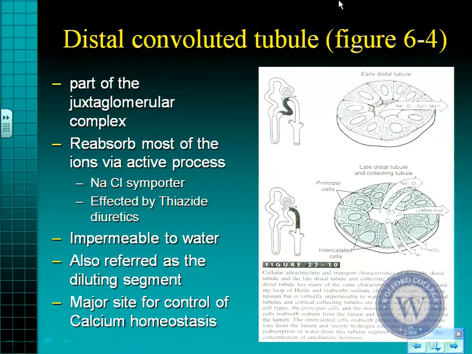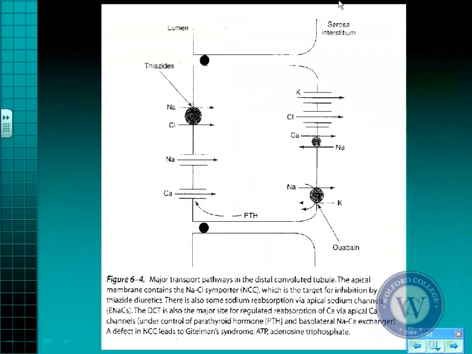The other thing that's important about the distal convoluted tubule is it's considered the diluting segment. The reason it's the diluting segment is because it's pulling electrolytes back without normally pulling water back in with it. It usually pulls sodium and chloride back first, and it's also a very important site for control of calcium homeostasis.